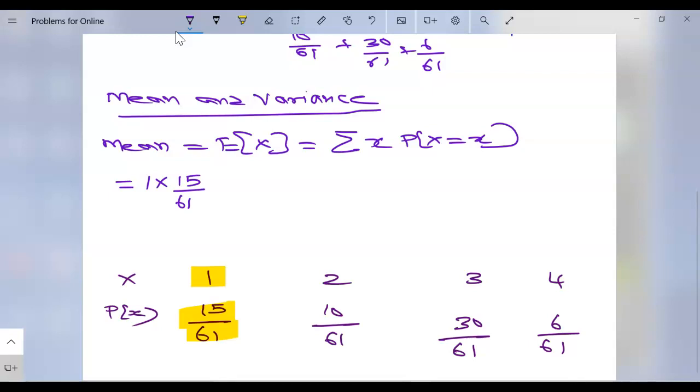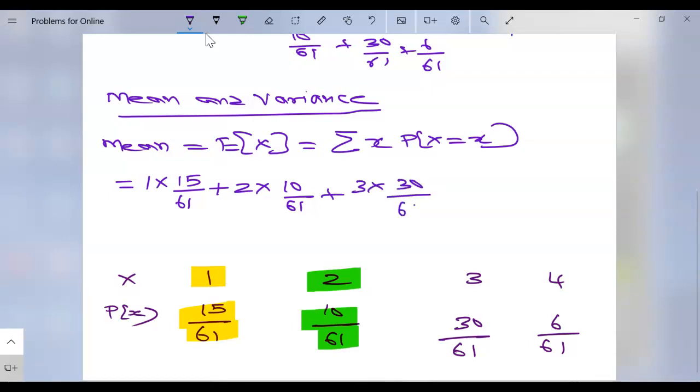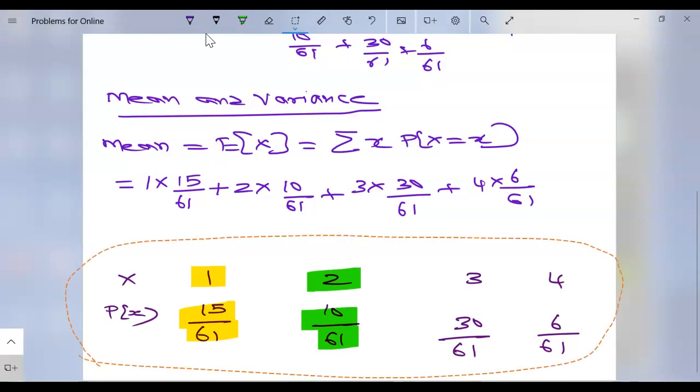Do you understand this? Since there is a summation, you need to put plus. Next number is 2, multiplied with this probability, 10 by 61. And next number is 3, 3 multiplied by 30 by 61. Next, 4 multiplied by 6 by 61. Just calculate it. I'll require this again, but I'll delete this value now.